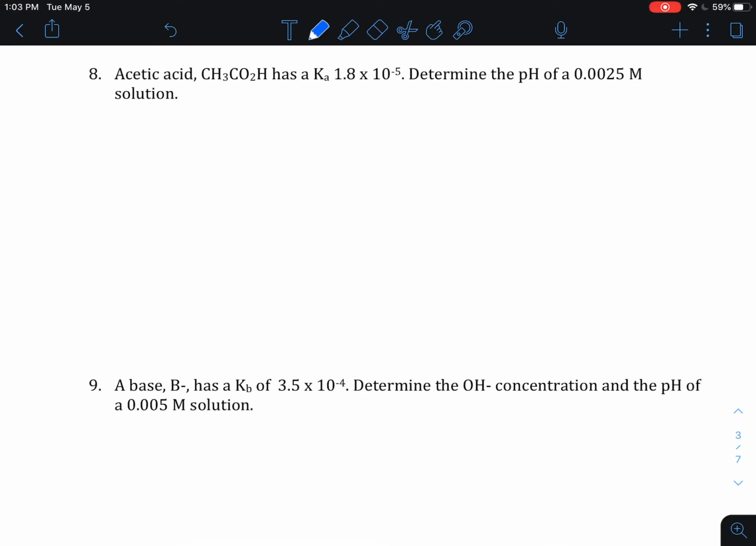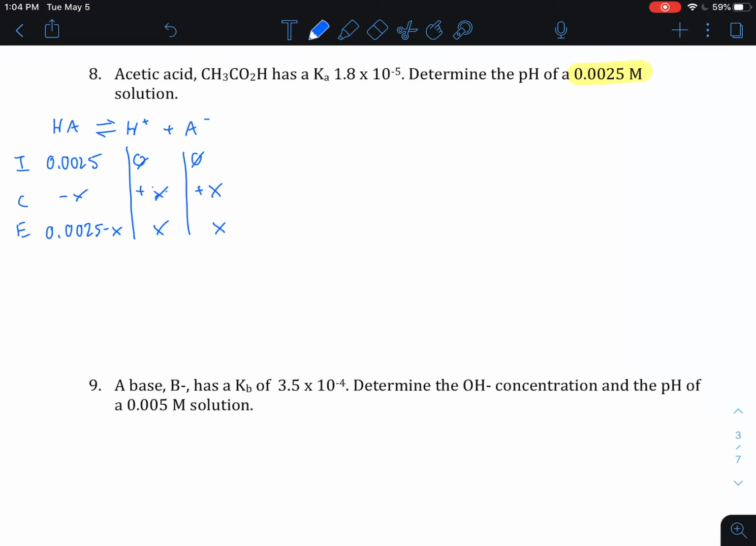Okay, on to number 8. Looks like an ICE table problem with the equilibrium constant and molarities. Because of the low molarity of the original solution, it's probably unlikely that the approximation method will work, so we're probably going to have to solve this the long way. So here's my acid, HA makes H plus A minus. It's 0.0025, 0, 0, minus x, plus x, plus x.